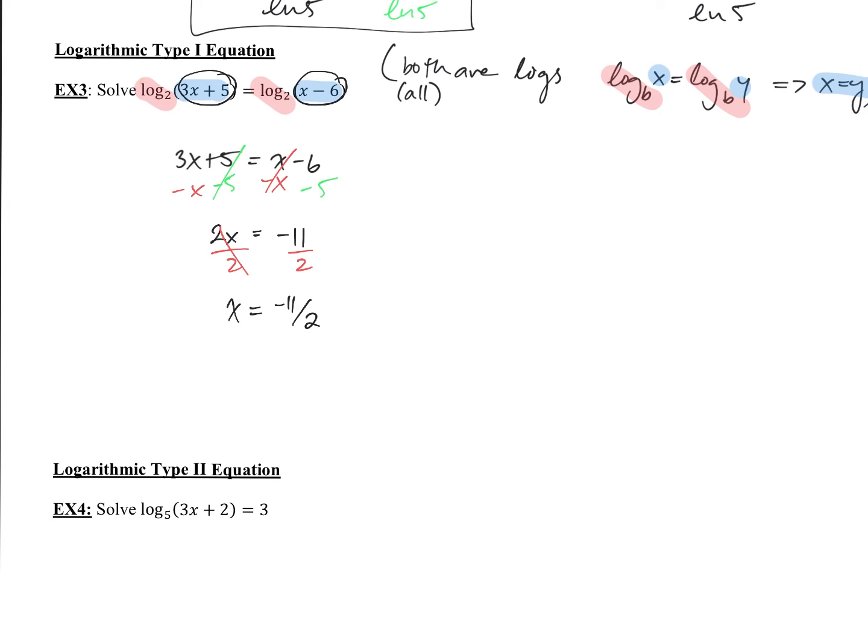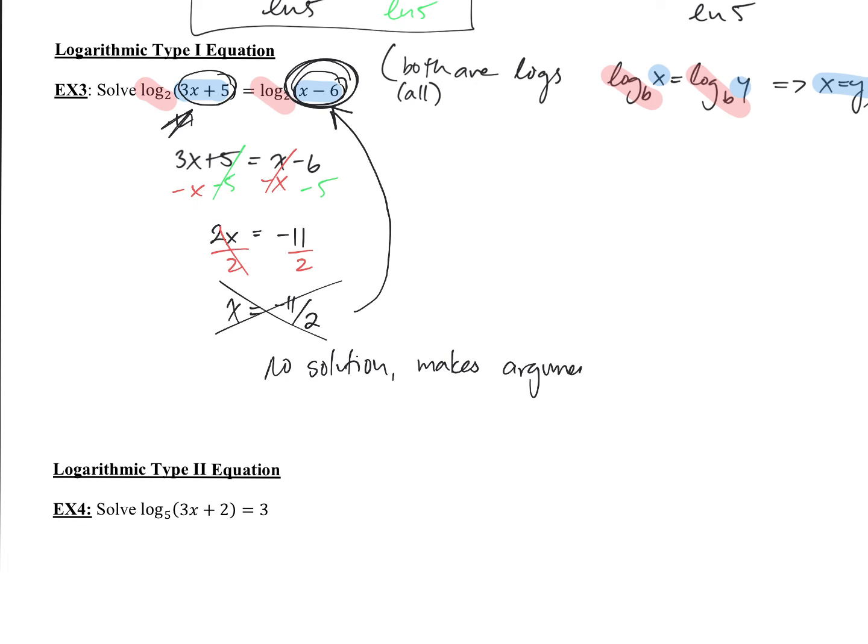If I plug negative 11 over 2 into this argument, I'm going to get a negative number. That's negative 11 over 2 minus 6. That's already a negative number. It doesn't matter if it only makes one argument negative, it doesn't work, even if it works for the other. Because it makes one argument negative, there's no solution. So I'm going to write no solution: makes argument negative.